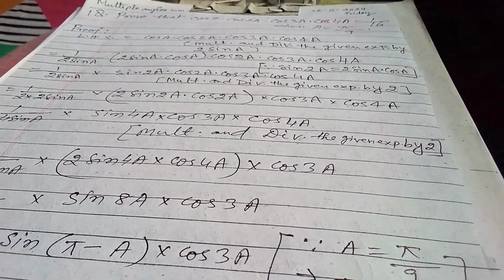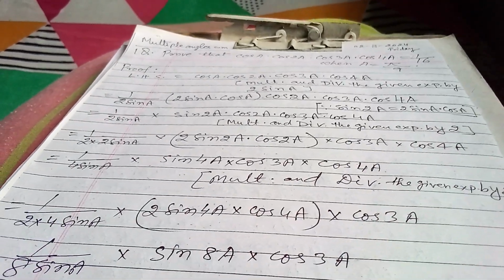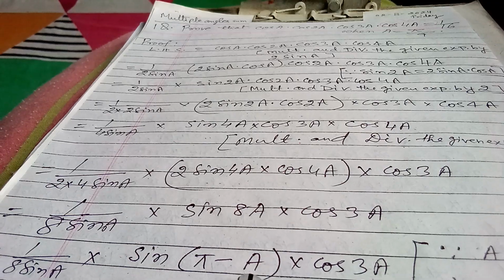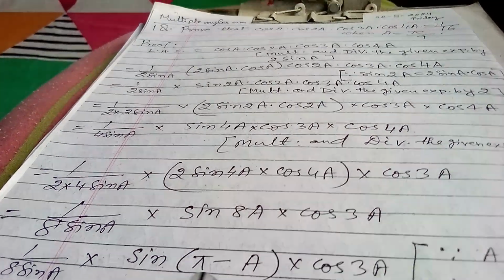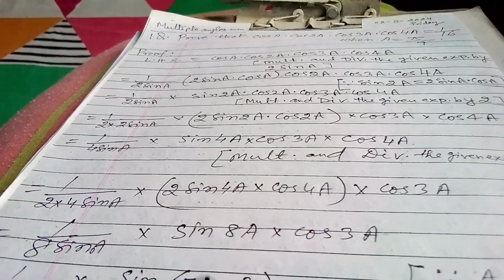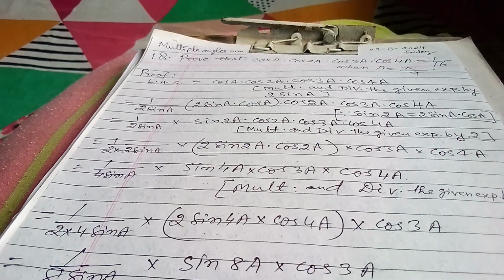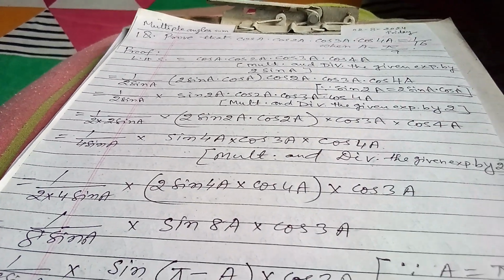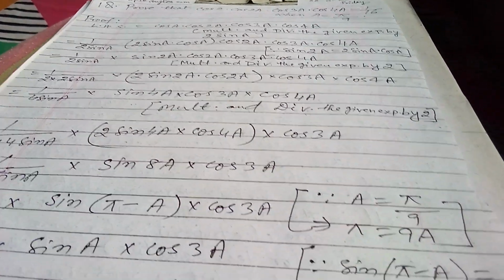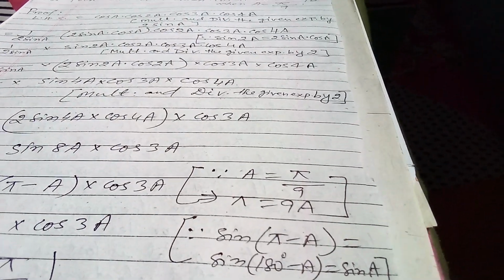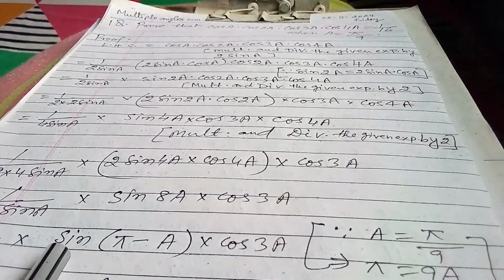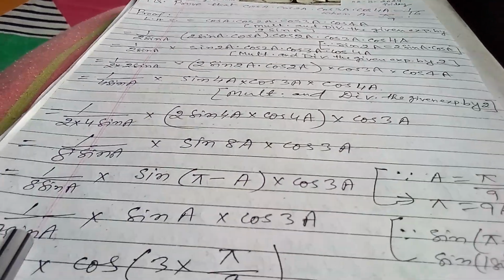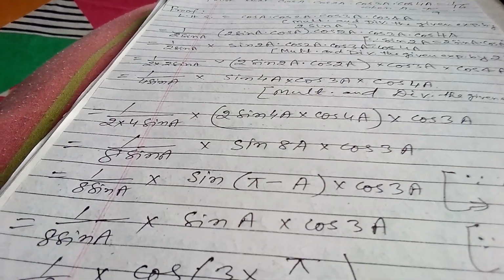It is given to us that A equals pi by 9, that means pi equals 9A. So here in place of sin 8A, we are writing sin (pi minus A), because pi stands for 9A, and 9A minus A is 8A. Now, you know that sin (pi minus A) equals sin (180 degrees minus A), that equals sin A. So in place of sin (pi minus A), we write sin A, and this sin A and sin A are cancelled. Then 1 by 8 is left.